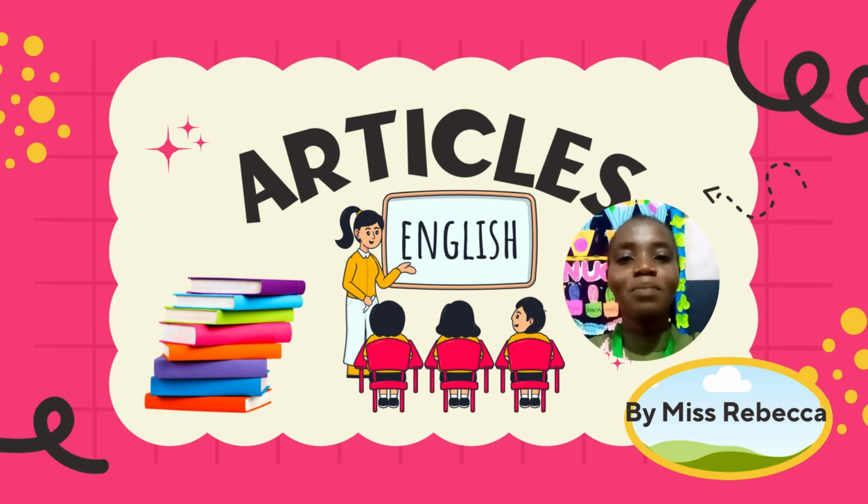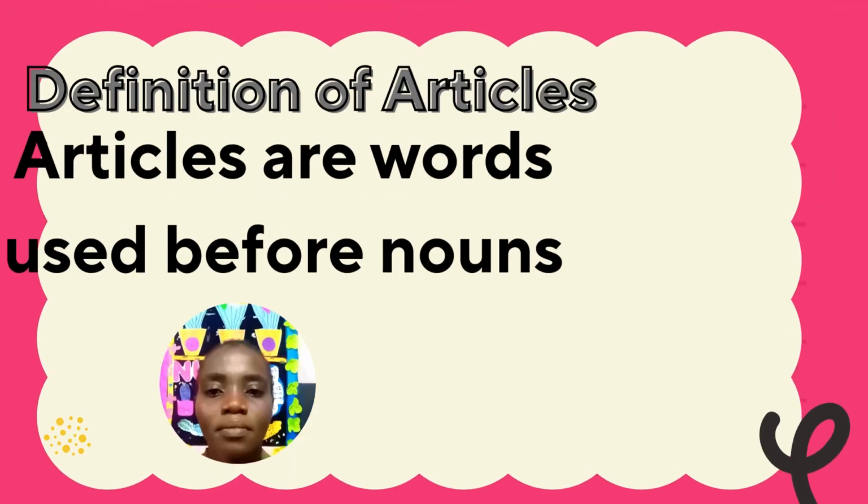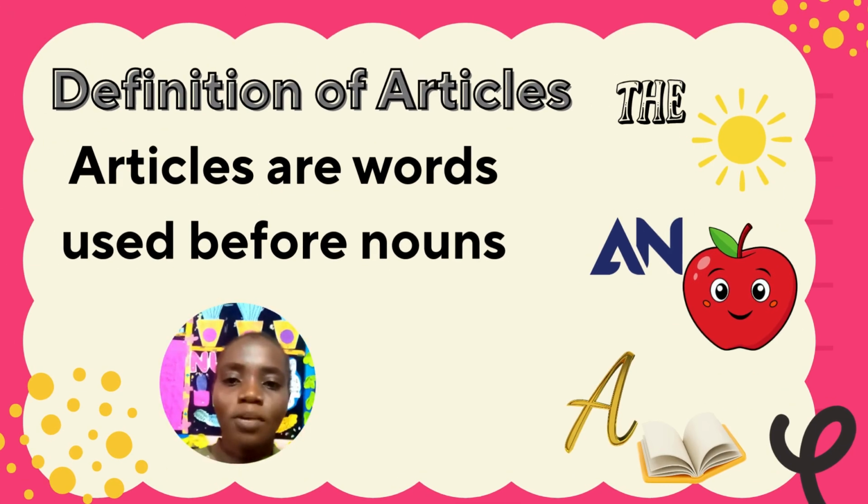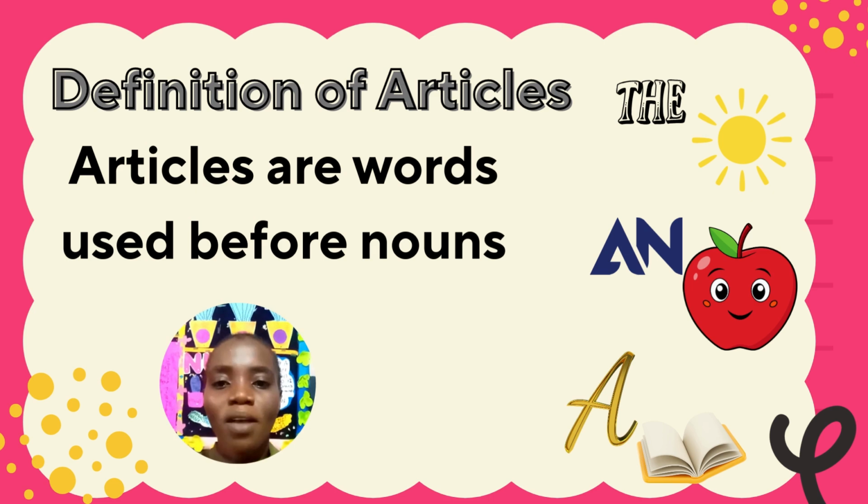Today, we'll be talking about English articles. Articles are words that are used before nouns. We have three articles in the English language, and they are article a, an, and the.